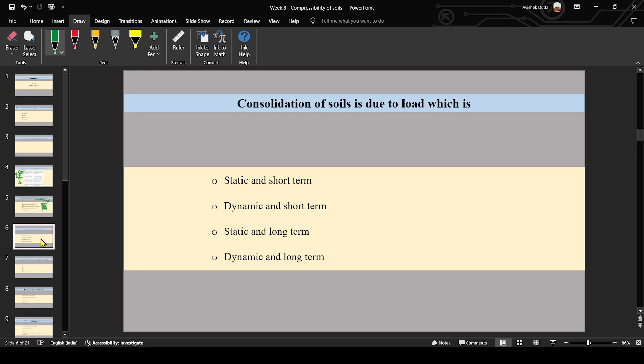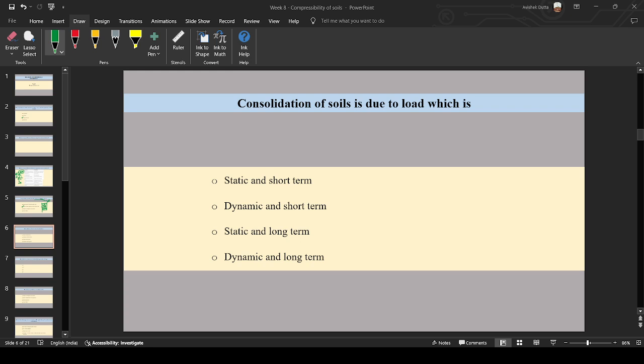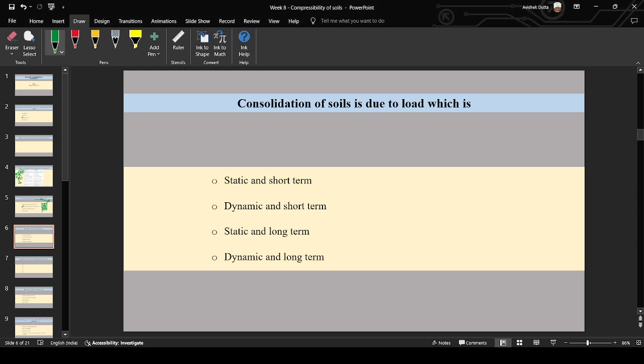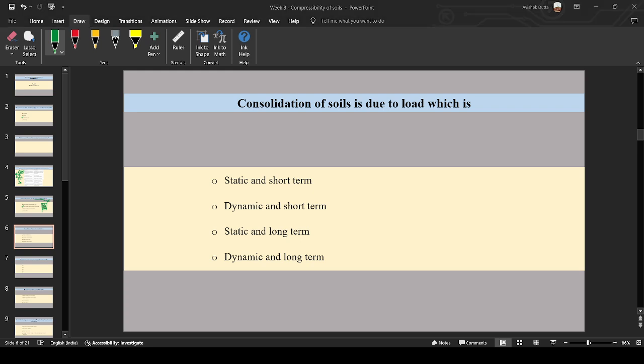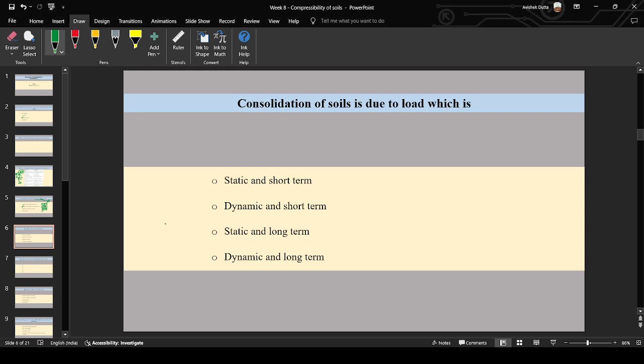Again, consolidation of soil is due to load, which is, what is the answer of this question? Consolidation of soil is due to load, which is... D. Dynamic and long term. Why dynamic? Does it need to change frequently for the consolidation to occur? The correct option is C, static and long term.